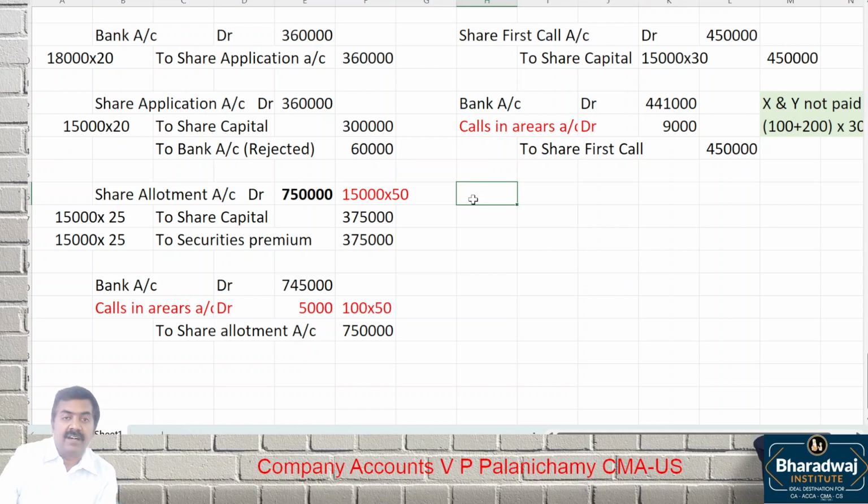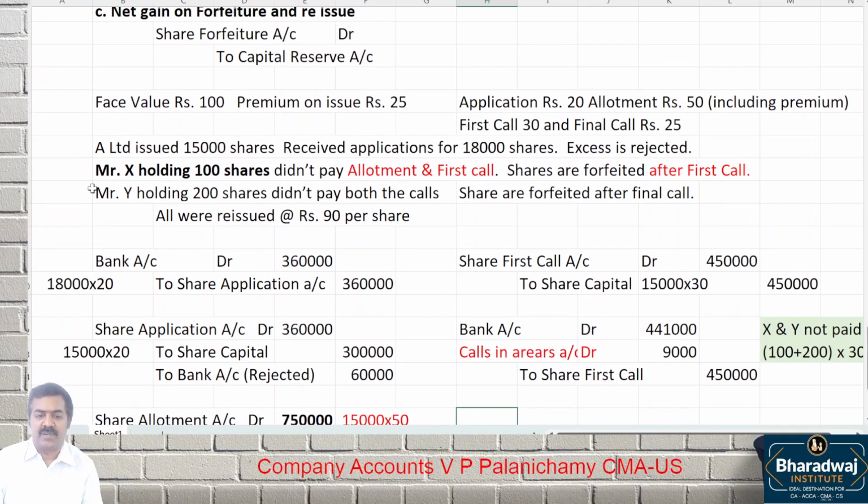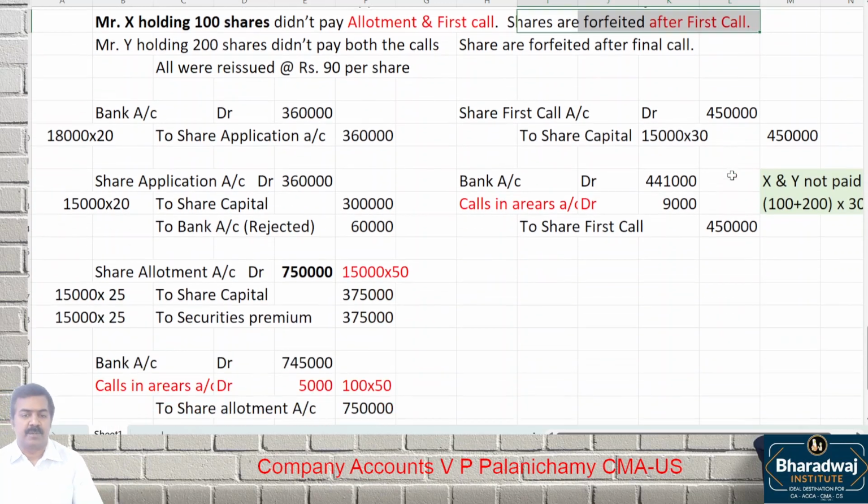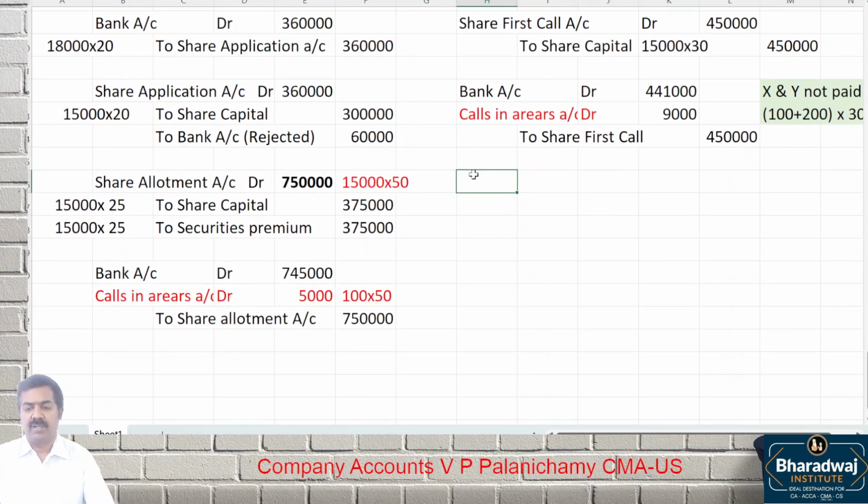Can we go to final call? Shall we go to final call? No. Look at the word used for X. Mr. X holding 100 shares did not pay which money? Allotment in which call? First call. Shares are forfeited after first call. You cannot go to final call. You have to cancel what?